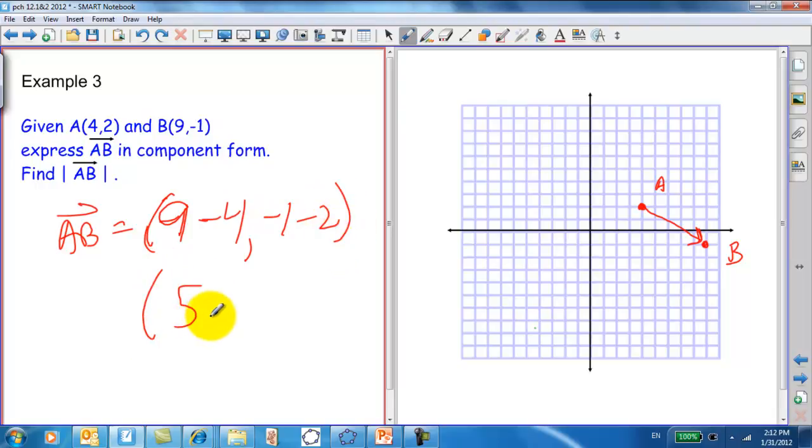So we get 5 comma negative 3, and that's what we've got here. We're going over 5, 1, 2, 3, 4, 5, and down 3, 1, 2, 3. So those are the components of that vector, over 5 and down 3.